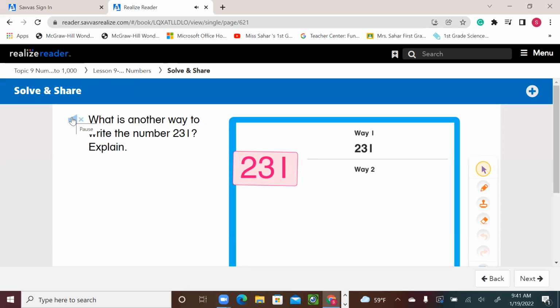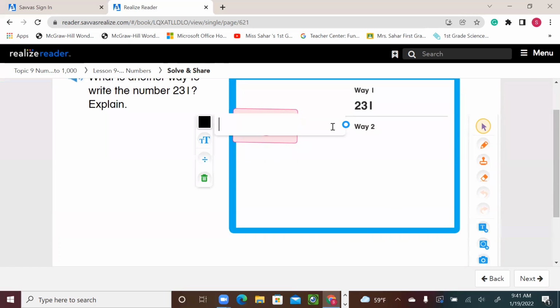What is another way to write the number 231? Explain. Right, so we can write it either. This is the standard form. We can write it either in expanded form or word form. So let's write it in expanded form. So I know 231. That means 200 plus 30. That's 3 tens, plus 1.